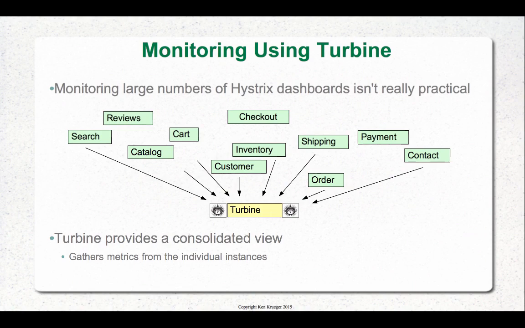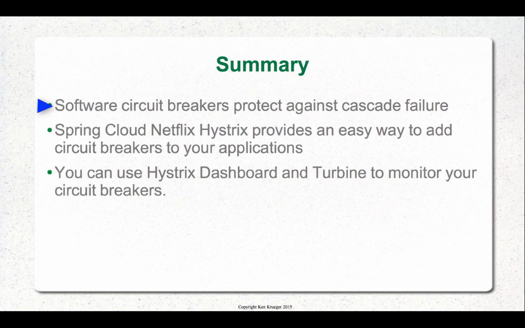You add the dependency and enable Turbine, and it interacts with Eureka to find all of the client services. I won't provide an example here of Turbine, but you can take a look at the Spring Cloud reference to see how to set one up. It's relatively straightforward. So to summarize, software circuit breakers protect against cascade failure. Spring Cloud Netflix Hystrix provides an easy way to add circuit breakers to your applications, just a dependency and annotations. And you can use the Hystrix dashboard and Turbine to monitor your circuit breakers.